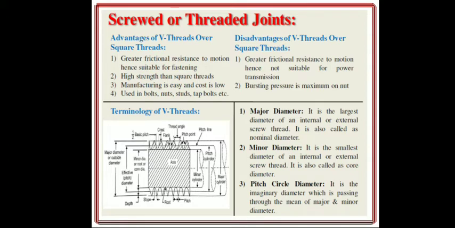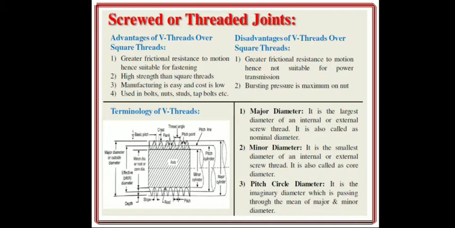Now we will see the advantages of V threads over the square thread and the disadvantages of the V threads over the square thread. Now the advantages: the first one, the greater frictional resistance to the motion, hence it is suitable for fastening. Second one, higher strength than the square threads. The third one, manufacturing is easy and cost is low. The fourth one, it is used in bolts, nuts, studs, tap bolts, etc.